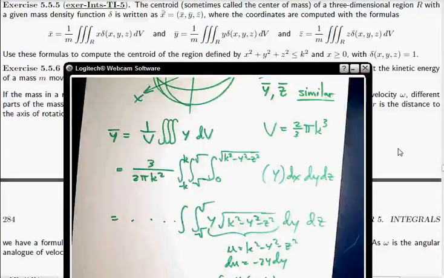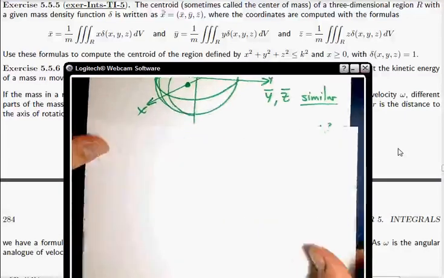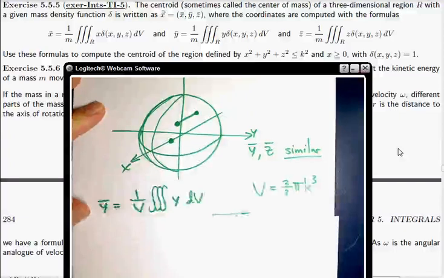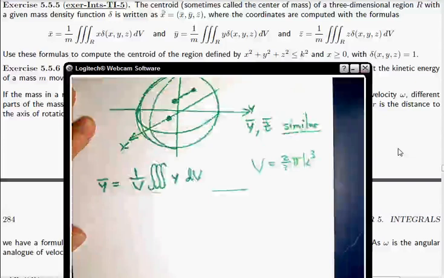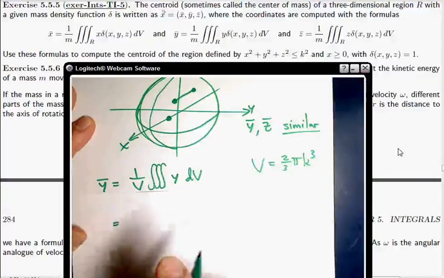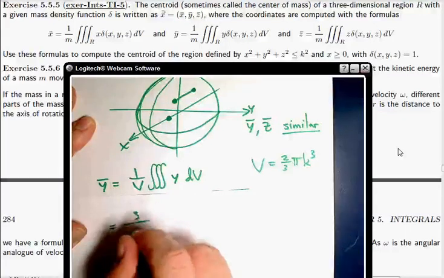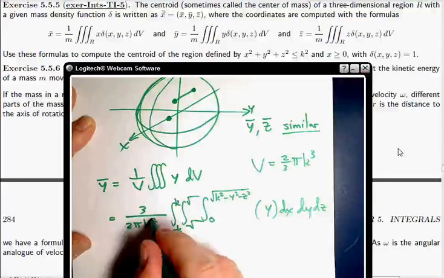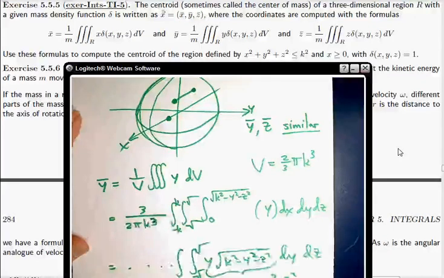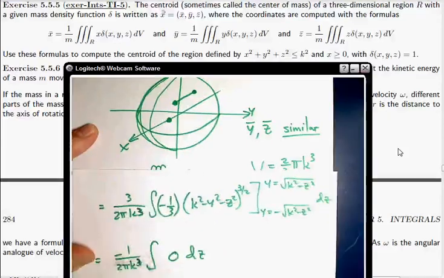Now let me just set up, if I were to do this the other way, same problem. Oh, same deal. Let's just set it up with slicing in a different way. Let's see, what's that fraction again? 3 over 2 pi k cubed. Cubed. I wrote squared. I meant cubed. Embarrassing. Not that it matters, but still.